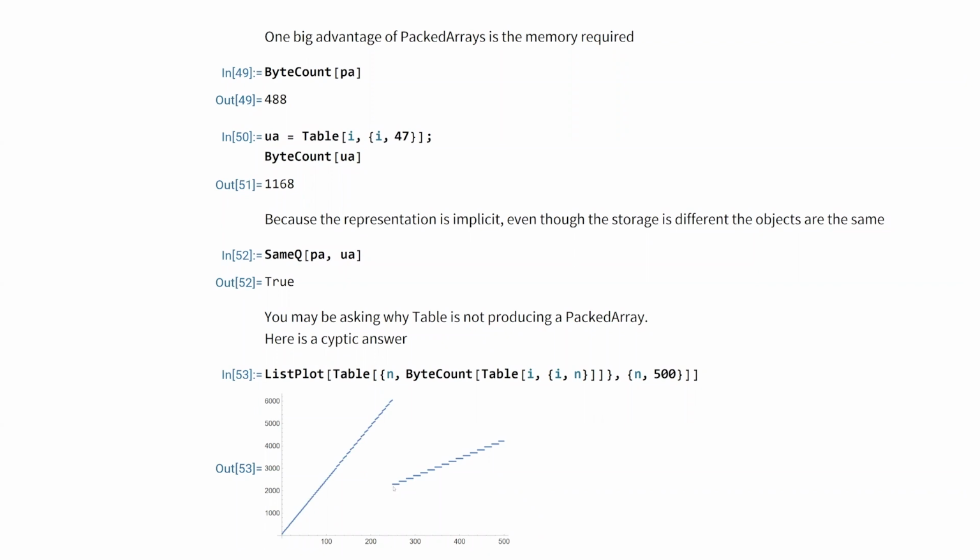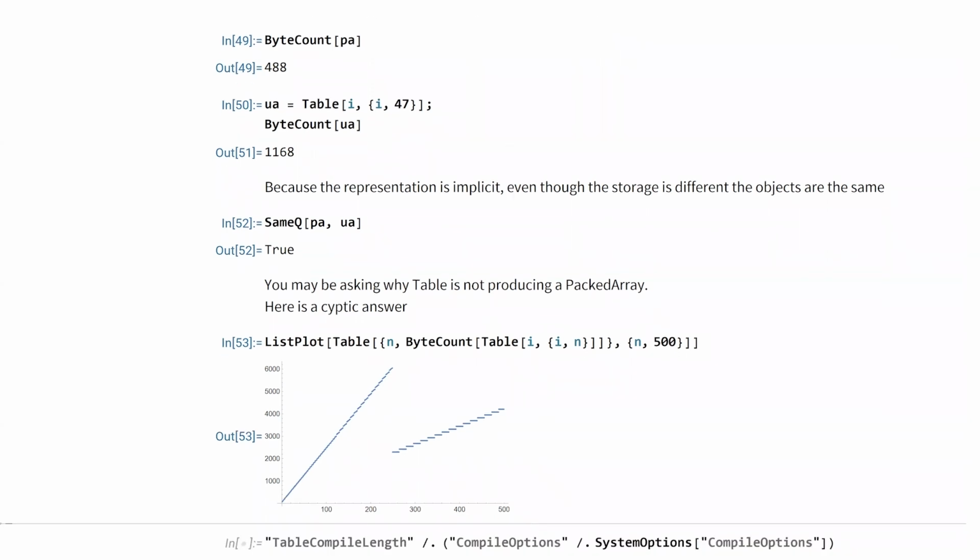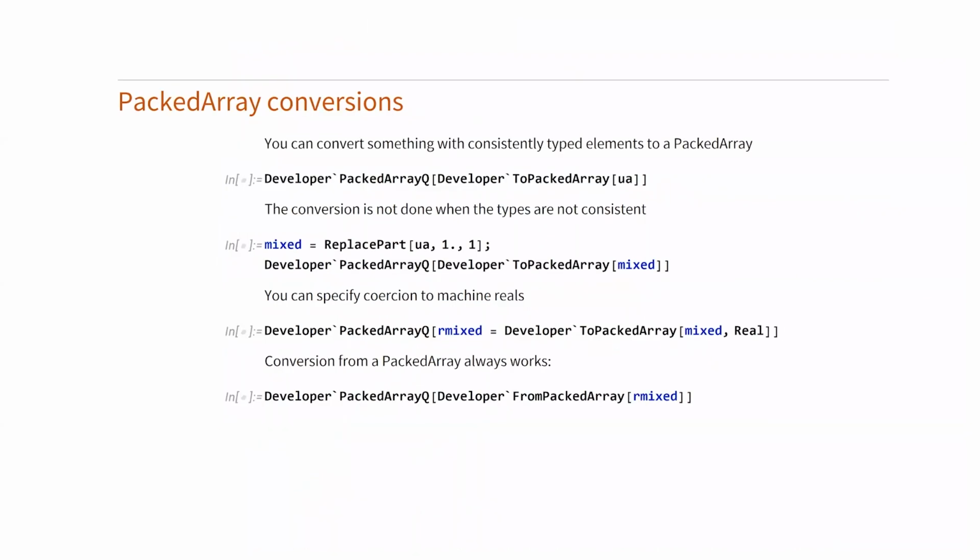And what happens is above a certain size, and that limit actually happens to be 250, we auto compile the Table when possible. And so we use the compiler to generate Table, and it not only generates it faster, but it generates a packed array out of it. And so there are a number of compile limits. If you look at compile options, you'll see a bunch of compile length options, including Table compile length, that give these limits. And those can be quite useful. We've tried to set defaults that are appropriate, but sometimes you may want to change those.